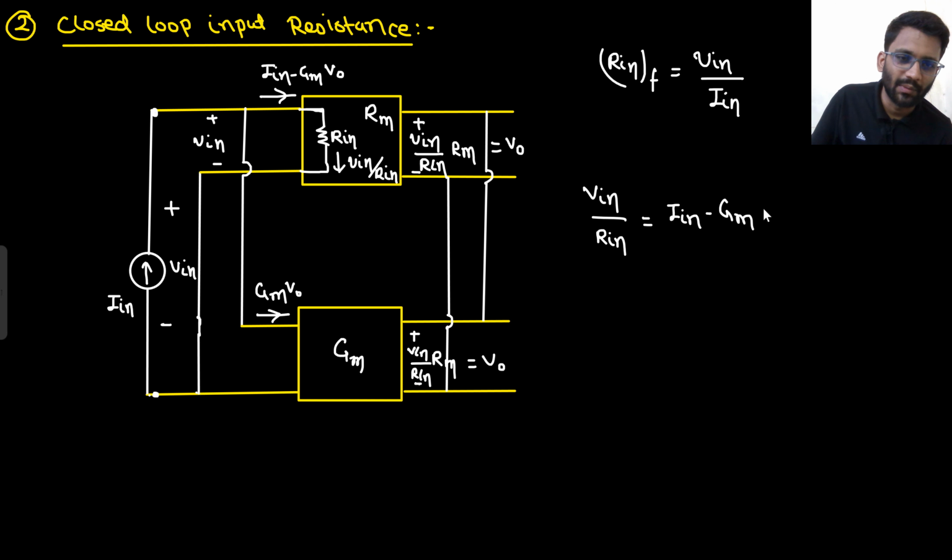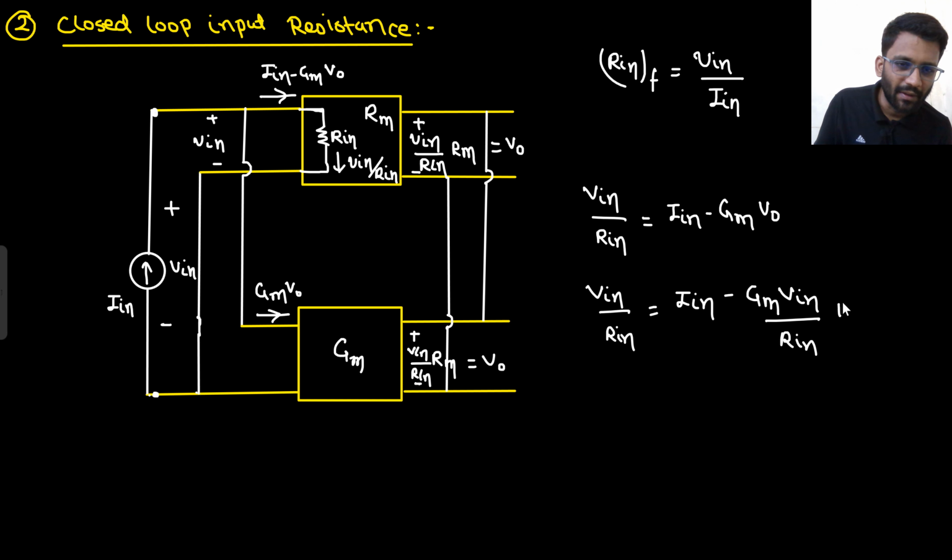Now you know the expression of V0. You can put this expression as well, but let's just determine it independently. What is the expression of V0? V0 is V in by R in into Rm. So V in by R in is equal to I in minus Gm times V0, where V0 is V in by R in into Rm. Say yes or no, are you able to understand this point?